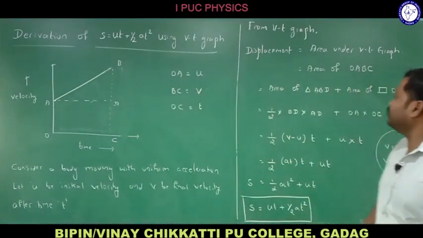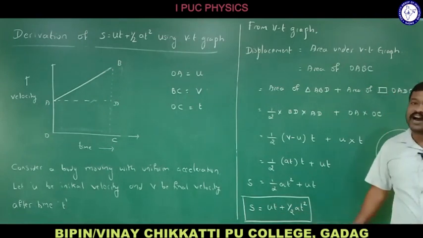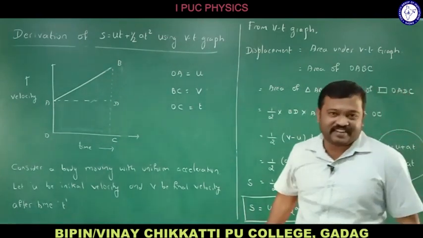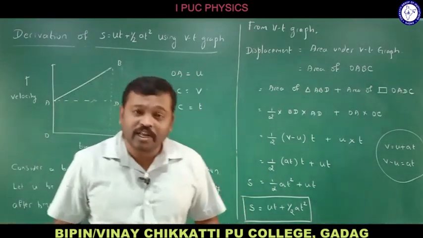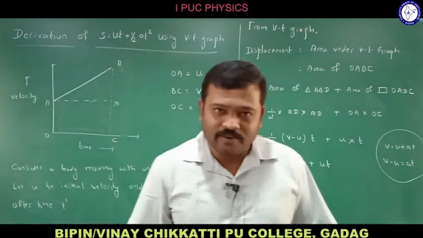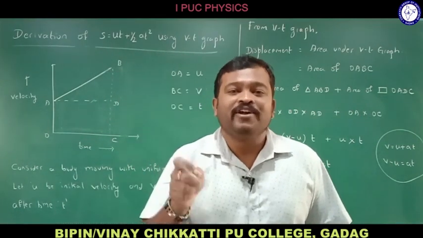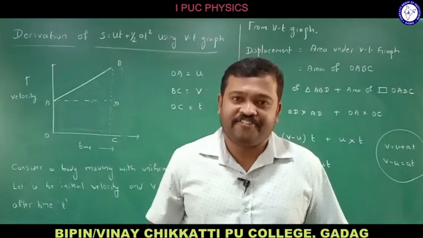Taking the VT graph, we just proved how we get S equal to ut plus half at square, and this is the second derivation, right? So we proved v equal to u plus at, and we also proved S equal to ut plus half at square. Remaining is the third one that we will be proving: v square is equal to u square plus 2as. Let me derive that also by using the VT graph.